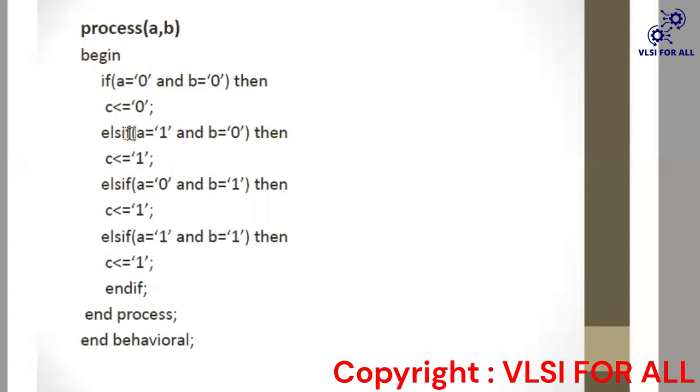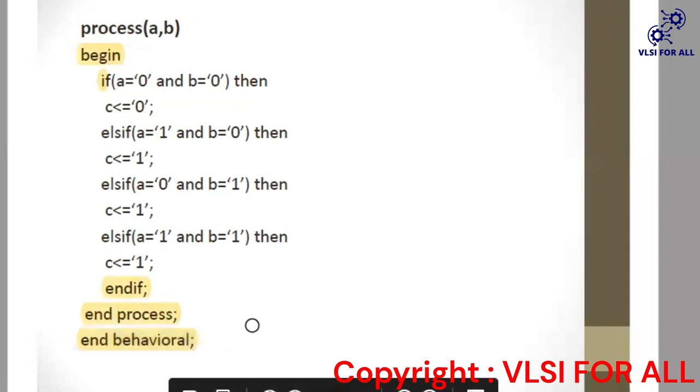After that we use else if A is 1 and B is 0 then C is 1, and else if A is 0 and B is 1 then C is 1, and else if A is 1 and B is 1 then C is 1. After that we will end the if statement. Here we started the if statement, and here we end this. Then after that we will end the process statement. Here we started the process statement, and here we end it. And at last we will end the behavioral statement. So hope this is clear to you, and moving on to the next slide.